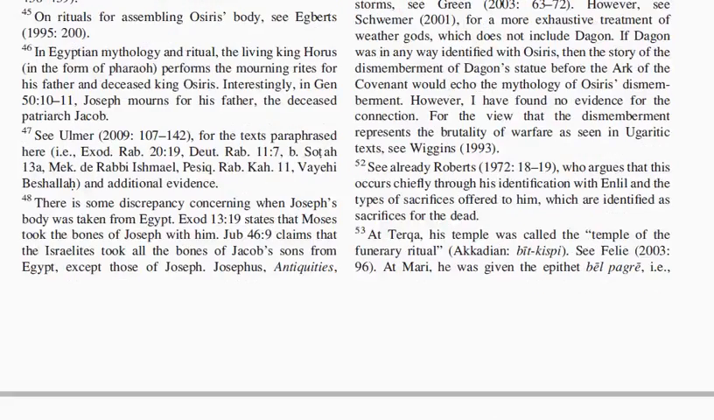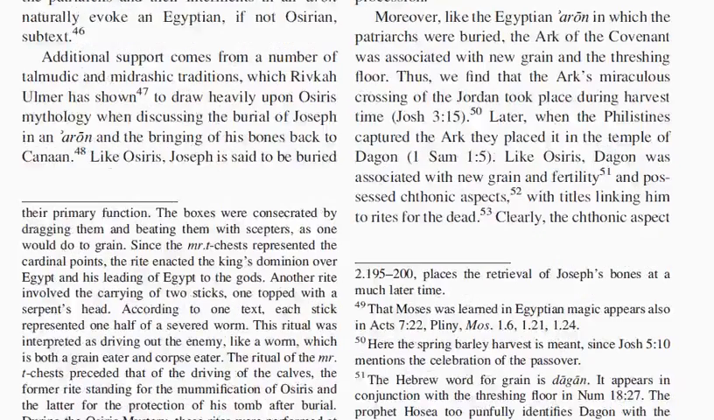Footnote: in Egyptian mythology and ritual, the living king Horus, in the form of Pharaoh, performs the mourning rites for his father and deceased king Osiris. Interestingly, in Genesis chapter 50, verses 10 and 11, Joseph mourns for his father, the deceased patriarch Jacob. End of footnote.